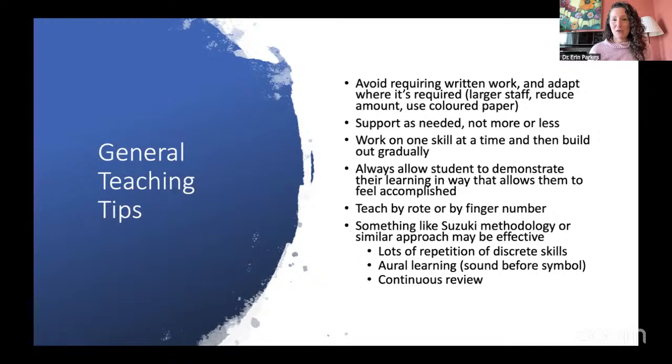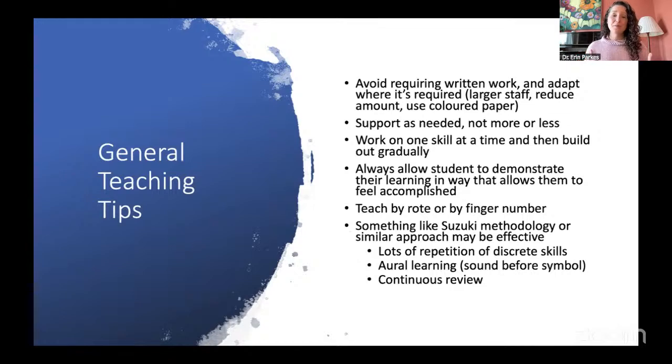Avoid requiring written work, of course, and adapt where it's required. So things like using a larger staff can help a lot for people with dyslexia or dyscalculia, or anybody who has a visual spatial processing challenge, because that sort of black on white can be really difficult, and discerning if it's in a line or a space is tricky, but it's harder if everything is small. So just blowing things up and making it larger can help a lot.